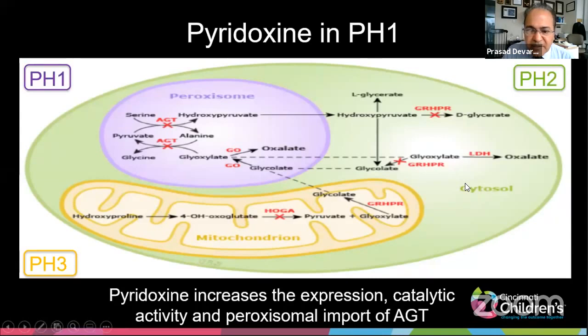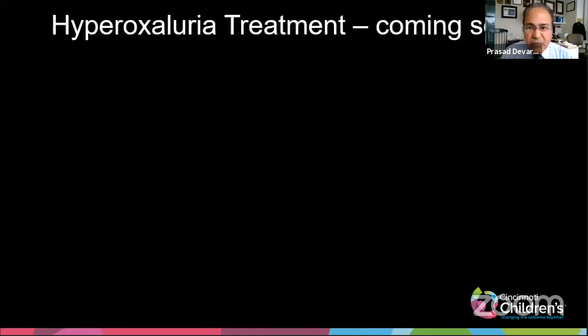Pyridoxine will increase its production, its expression, its activity, and its import into the peroxisome, where it needs to act by preventing conversion of glyoxylate to oxalate. So that's how it works. It works in about 30% of the cases. It doesn't work forever, but at least it gives us some time, maybe 2 to 3 years, until we get other things that are working.